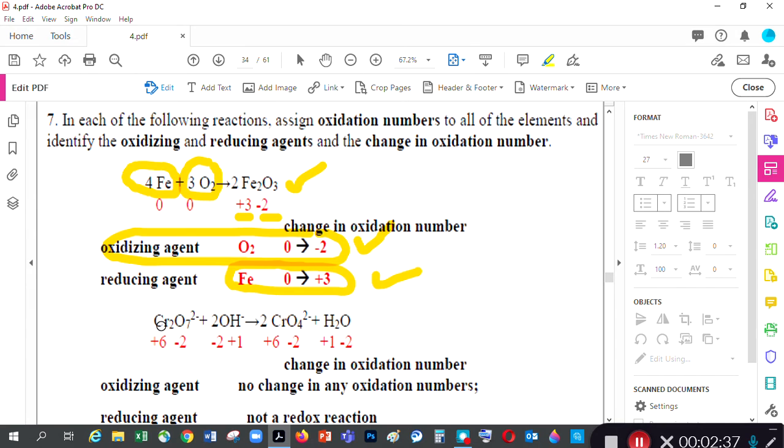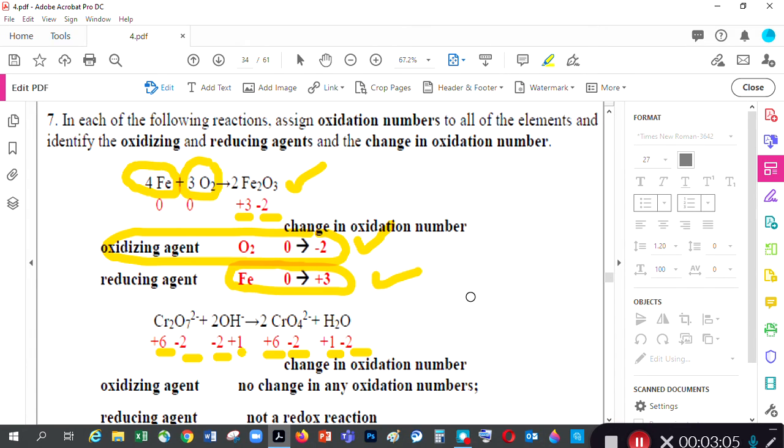If you look at the chromium ion here, it has a +6 oxidation number. Oxygen is -2. Oxygen is -2 here in the hydroxide ion. Hydrogen in the hydroxide ion is +1. Chromium in chromate is +6. Oxygen is -2 in the chromate ion. Hydrogen in H2O is +1. And oxygen in H2O is -2.